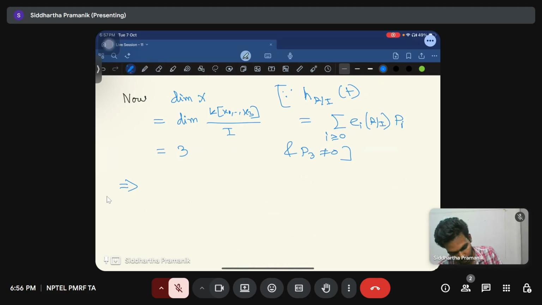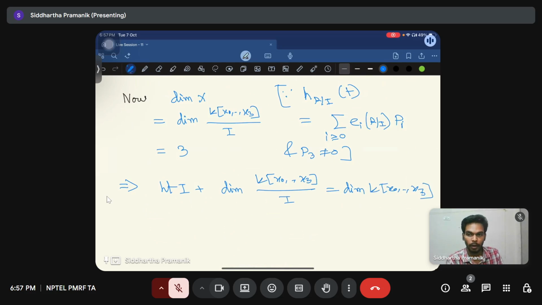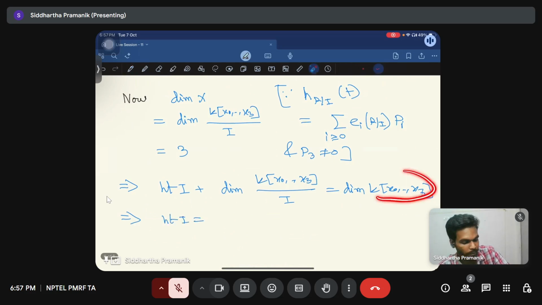So recall the formula that height of I plus the dimension of this quotient modulo I is the same as the dimension of k[x0 up to x3]. This is something we have already seen. So from this we can write the height of I. This is a polynomial ring in 4 variables, so the dimension is 4. 4 minus the dimension of this quotient ring, which is 3, is simply 1.